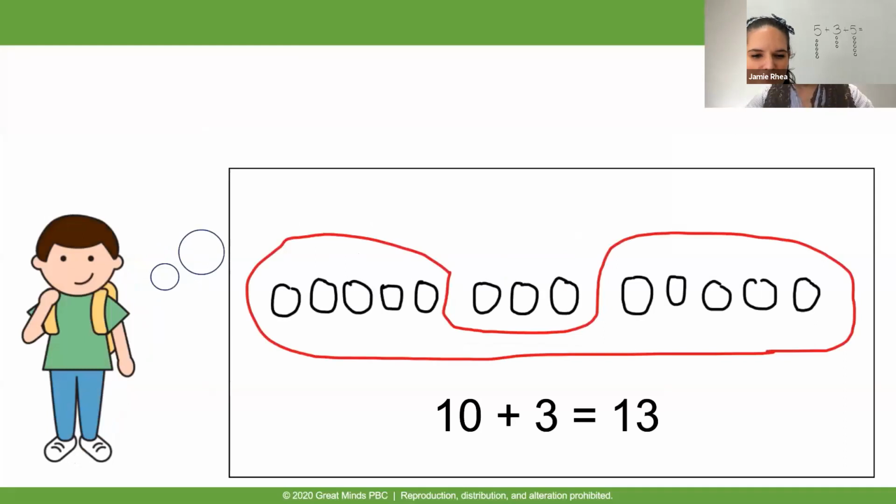Now, let's look at my friend Ivan's work. Say bonjour, Ivan. Bonjour, Ivan. Bonjour is hello in French. Take a moment to look at Ivan's work. What do you notice? And what are you wondering?